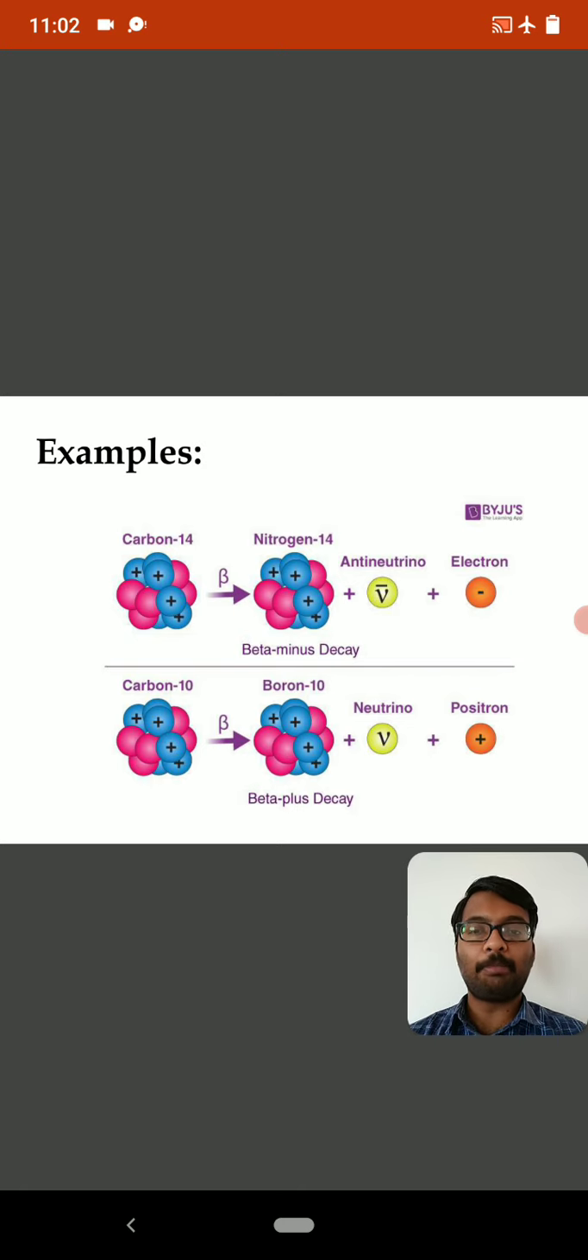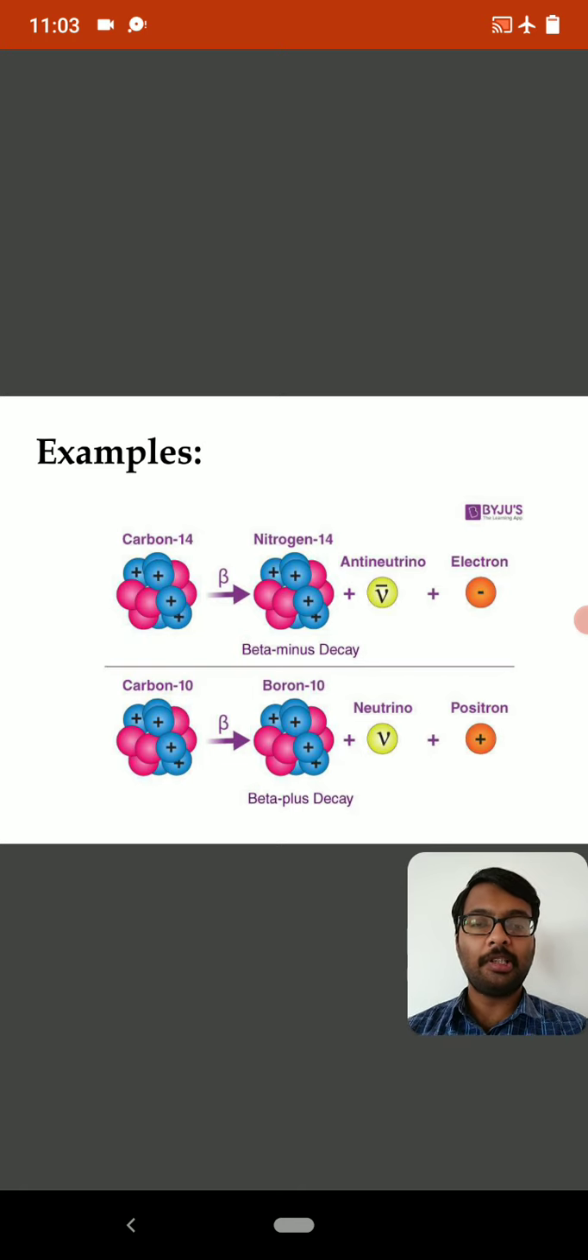Similarly, for beta plus decay, consider carbon 10. So again, the carbon 10 means its atomic number is same, that is 6. So proton number is 6, means 10 minus 6, that is 4 neutrons. It is converted into boron 10 by undergoing beta plus decay. So boron is before this carbon, so it is having atomic number 5. So 5 protons and 5 neutrons.